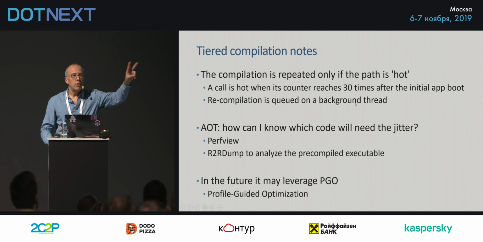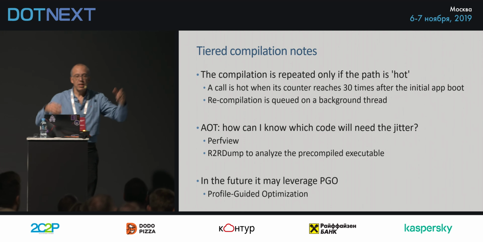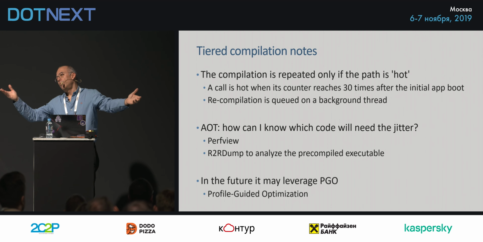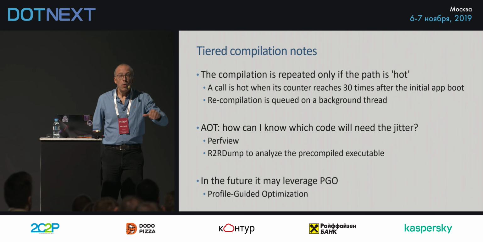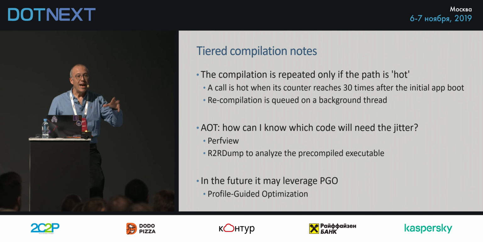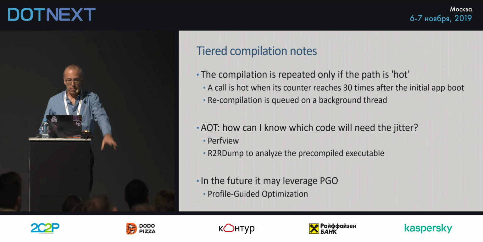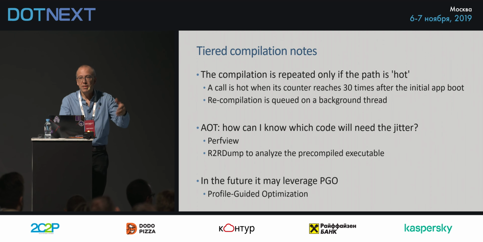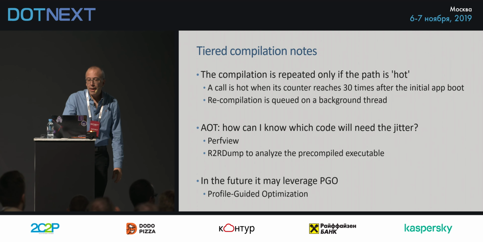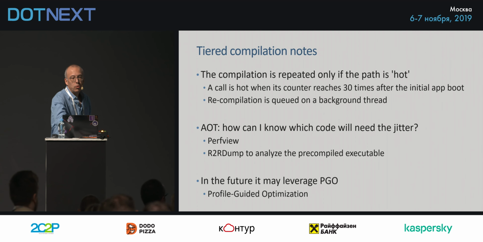There are two tools to diagnose the jitting problems and so on. PerfView, you know, the usual PerfView, and the R2R dump, which is an analyzer of the exe that is produced by AOT. In the future, maybe we will have profile-guided optimization. That means training the compiler to give better code.